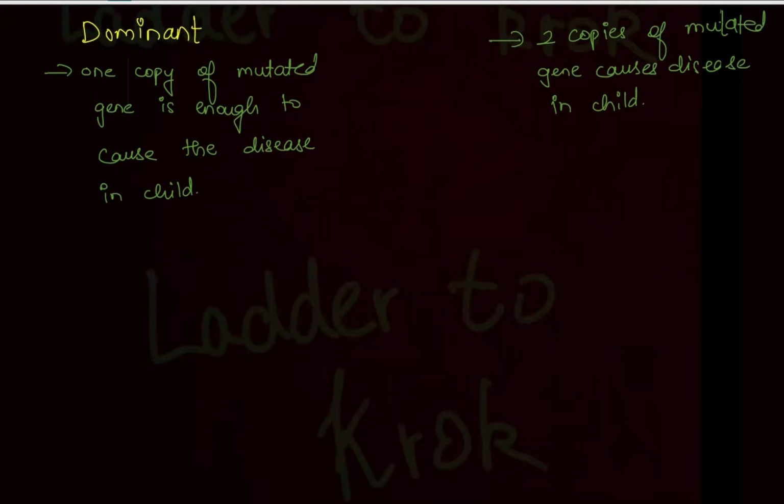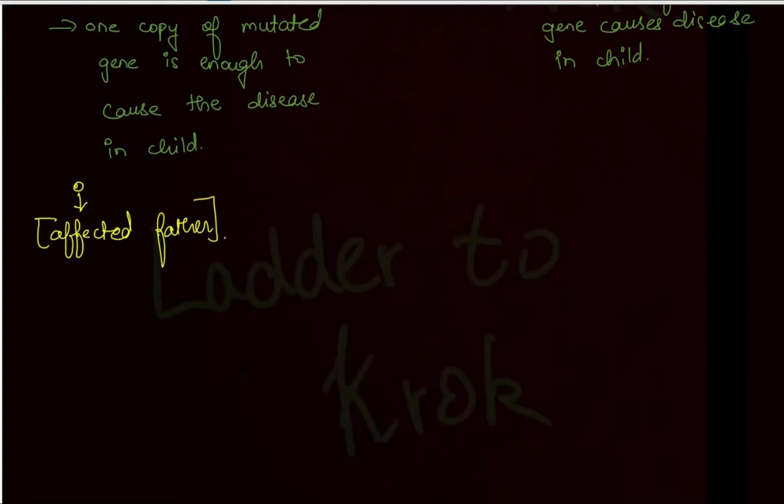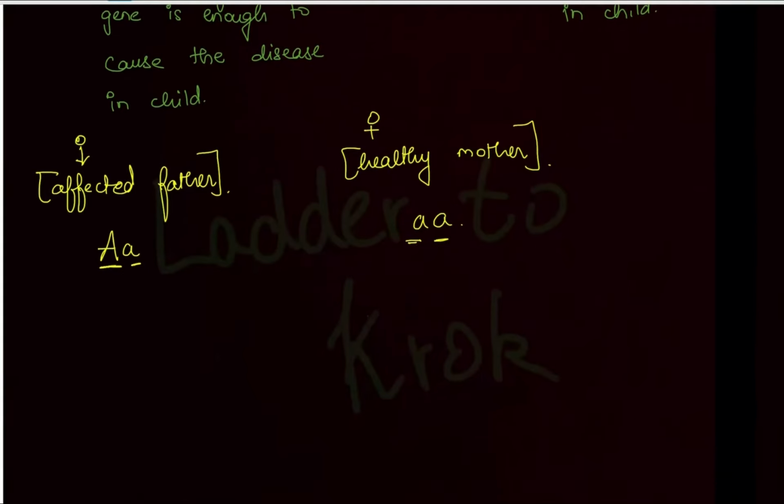Suppose this is a male and he is an affected father. Affected father means he will have one gene which will be mutated. Mutated gene means a problematic gene, a gene which causes problem. So suppose I write capital A, small a, and there's a female which is healthy, a healthy mother, or you can say normal mother. Suppose she has these 2 genotypes. Capital is always for dominant and small is for recessive trait. Dominant trait is that whenever it is present, it will dominate over the recessive and show itself.